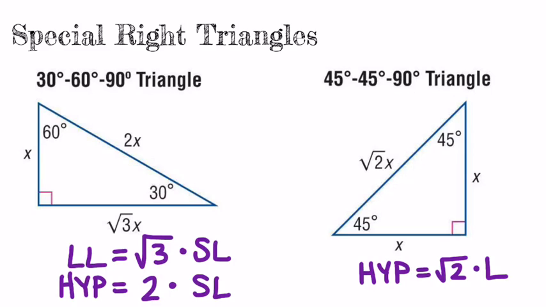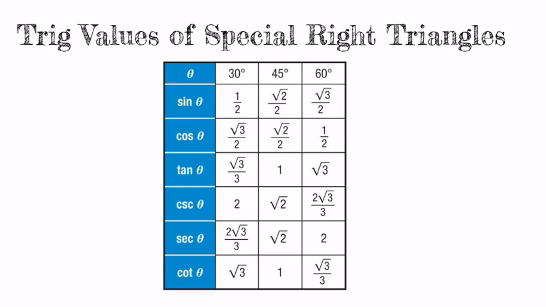Okay, so we could go through those rules and write all of the trig ratios for these angles, but I've given you a chart here for the trig values of the special right triangles. These values you will need to memorize. My suggestion is to memorize the sine, cosine, and tangent, and if you have those memorized, then the cosecant, secant, and cotangent you will automatically know just by flipping over those values.